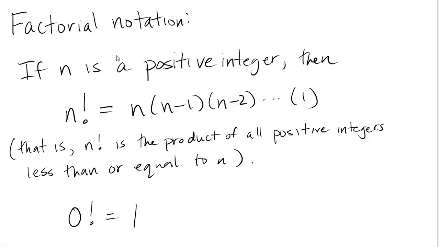Now you'll notice this rule only applies to positive integers, so we have a special rule for 0 factorial. 0 factorial is defined to be equal to 1. We don't follow the rule above because 0 is not a positive integer. This gets its own rule.